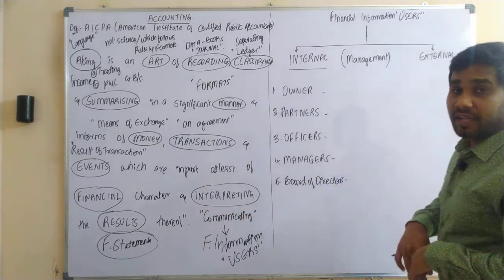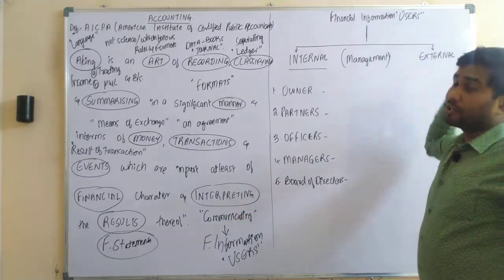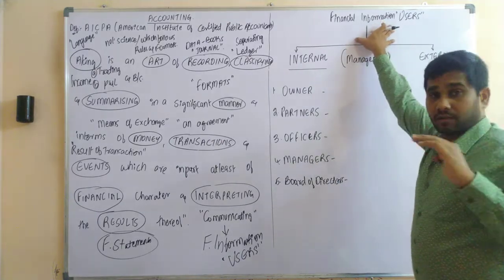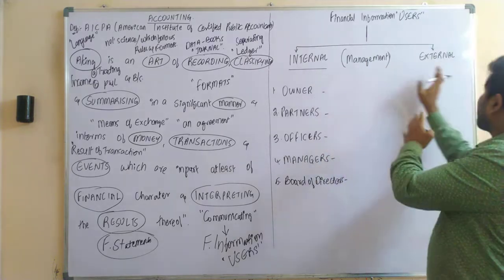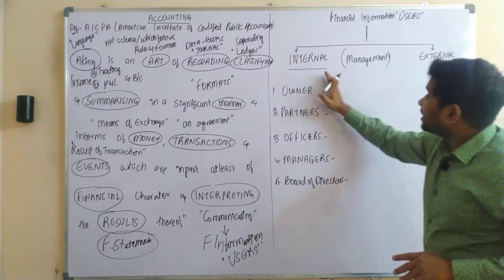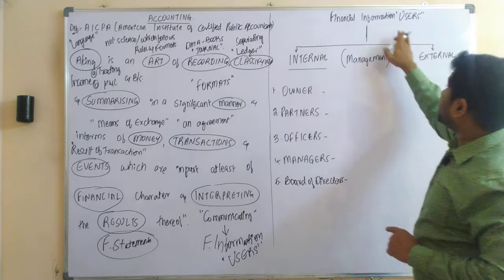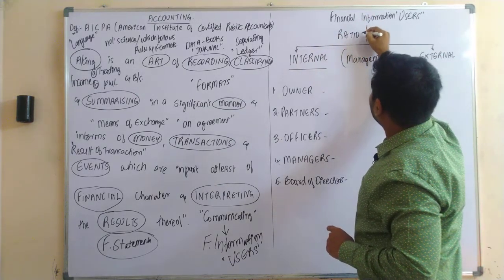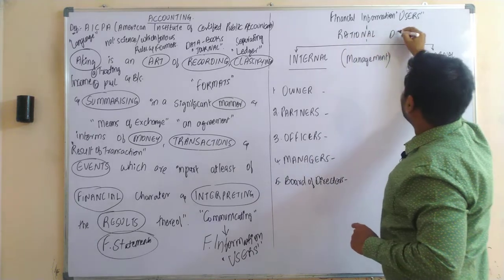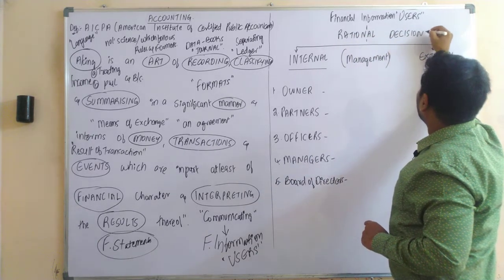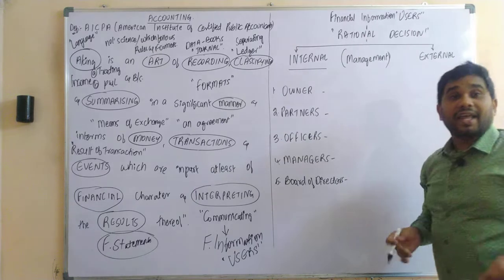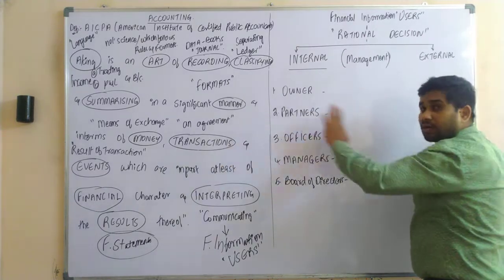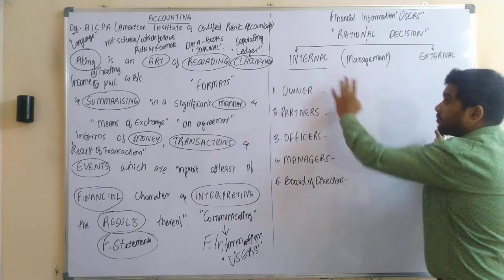Now, you're communicating the information to the financial information users. With this financial information which is provided to the internal and external users, they would be taking a rational decision. What type of rational decisions? That would be different from person to person.